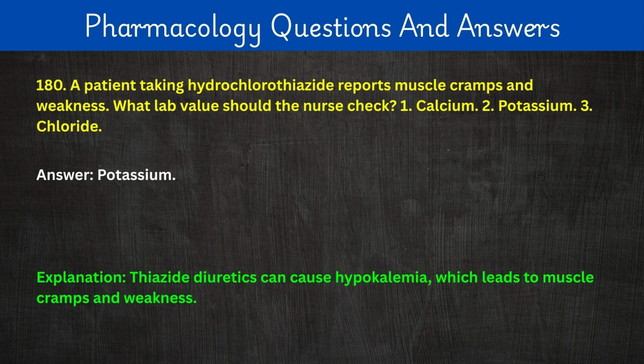180. A patient taking hydrochlorothiazide reports muscle cramps and weakness. What lab value should the nurse check? 1. Calcium. 2. Potassium. 3. Chloride. Answer: potassium. Explanation: thiazide diuretics can cause hypokalemia, which leads to muscle cramps and weakness.